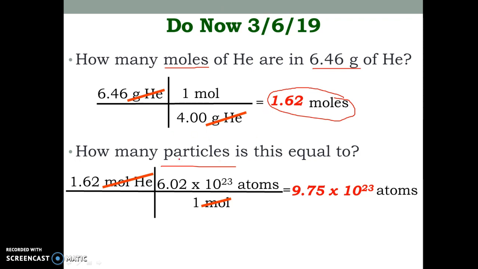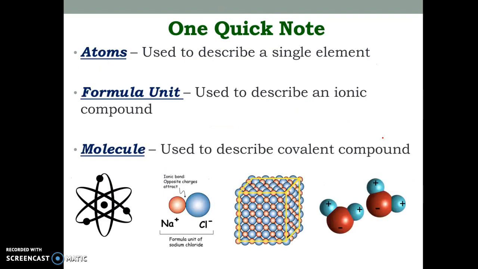I need to pick which particle I should label it. As you can see, I'm working here with helium. That is an individual element. Therefore my particle name is atoms. Remember, my 3 choices for particle names are atoms, molecules, or formula units, with atoms used for single elements, formula units used for ionic compounds, remember, made of a metal and a nonmetal, and molecule used for covalent compounds.